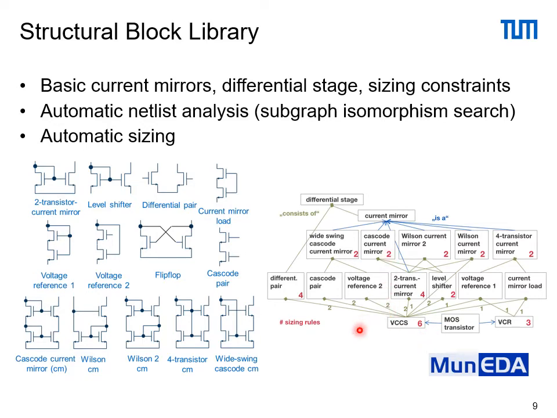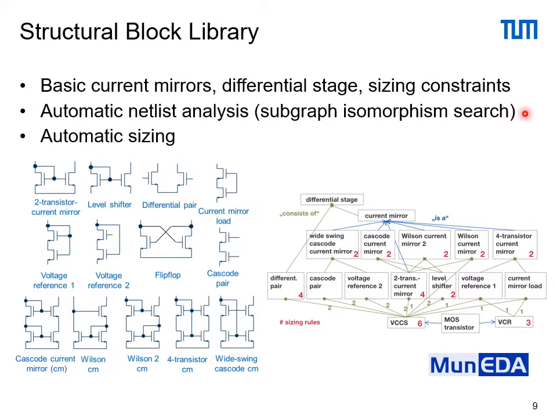Now, if you build up a circuit, for instance, if you have a wide swing cascade current mirror, which in the end consists of 4 of these VCCS, then you have 4 times these 6 sizing rules. So if you have a small circuit, you quickly end up with, I don't know, 200, 300 sizing constraints, and you don't want to put them up manually.